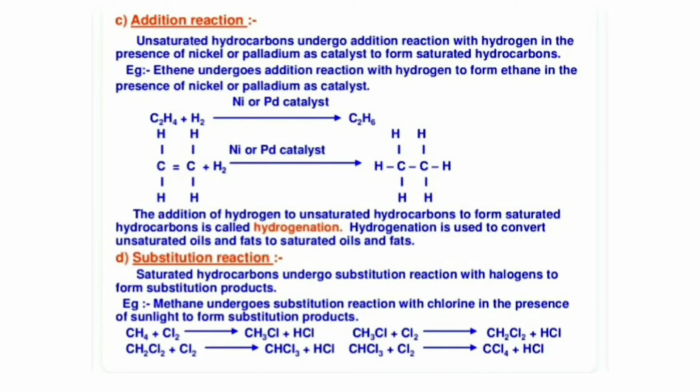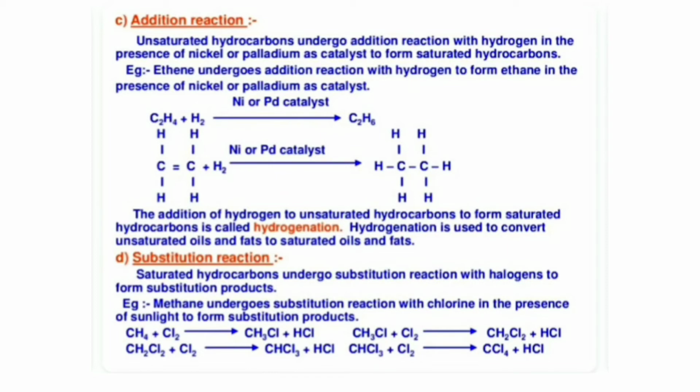Addition reaction. Unsaturated hydrocarbons undergo addition reaction with hydrogen in presence of nickel or palladium as catalyst to form saturated hydrocarbons. Example, ethene undergoes addition reaction with hydrogen to form ethane in presence of nickel or palladium as catalyst. The addition of hydrogen to unsaturated hydrocarbons to form saturated hydrocarbon is called hydrogenation. Hydrogenation is used to convert unsaturated oils and fats to saturated oils and fats.